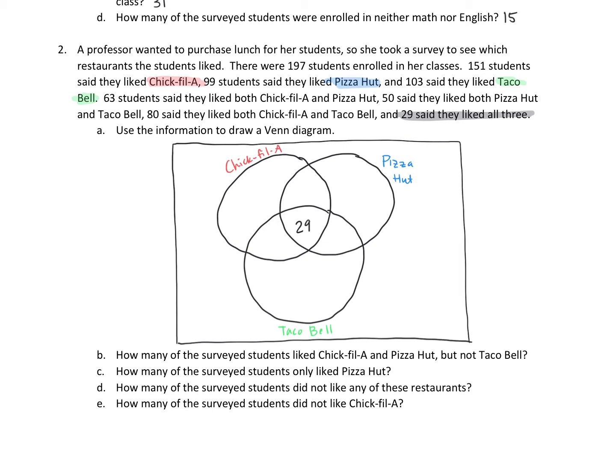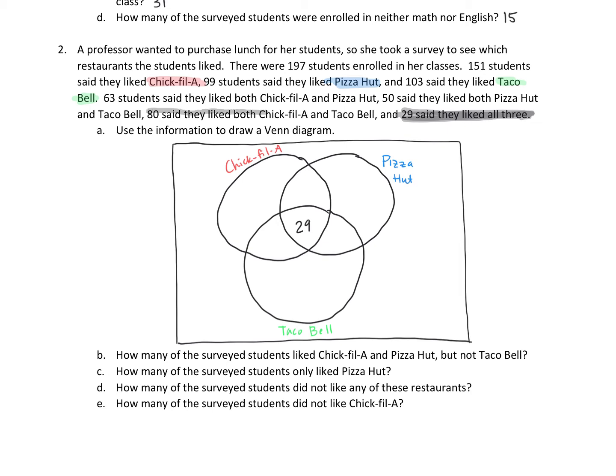Usually it's kind of in order backwards. The last thing a lot of times they give you is the 3, and then right before that will be the doubles, and then the first thing they usually give you is the single information, like only Chick-fil-A, only Pizza Hut, etc.